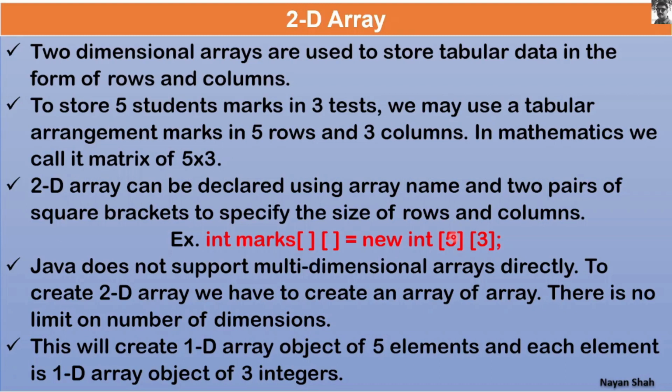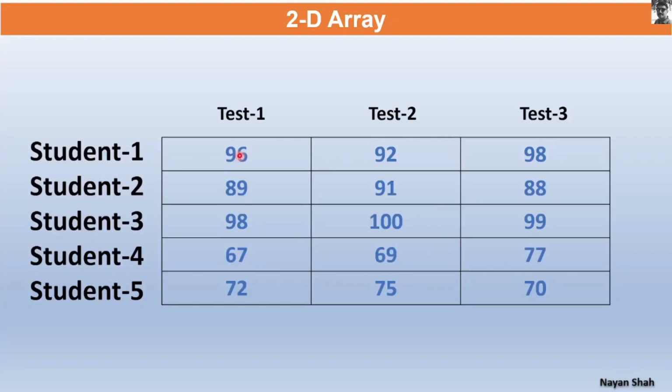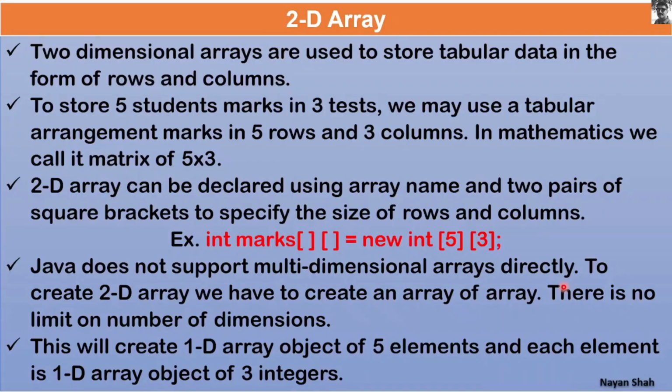So to store 5 different students' marks in 3 different tests, we may use a tabular arrangement of marks in 5 rows and 3 columns as shown here. 5 rows for specifying student's name, and then each row will have 3 columns for their different 3 test marks. So that is a 5 by 3 matrix.